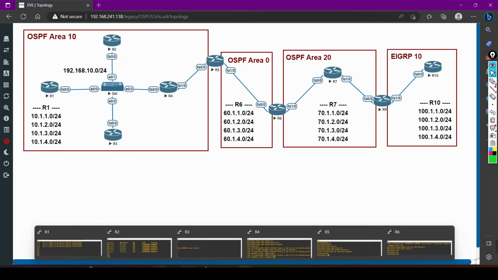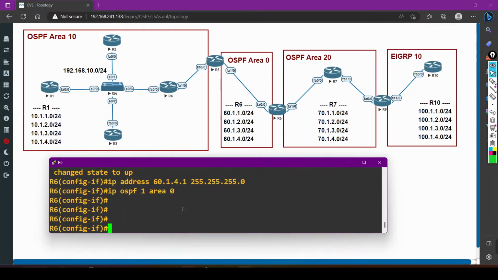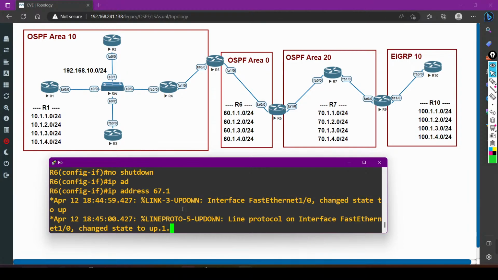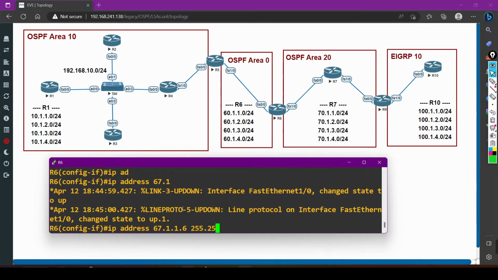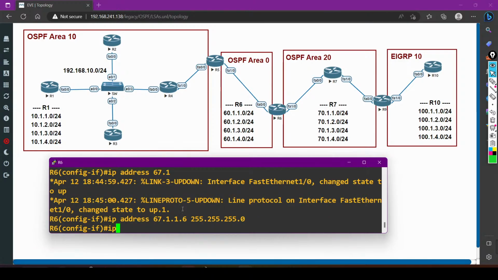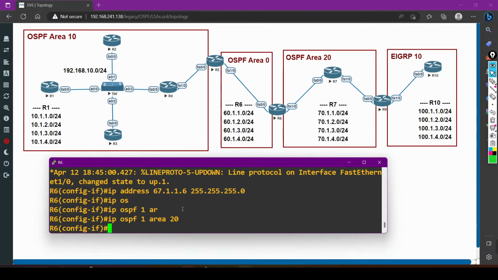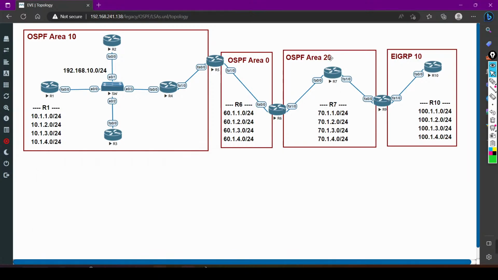So let me configure that. First of all, let me configure IP on router number 7, on which interface? Interface F1/0, no shut, and IP address. What IP address will I configure here? Let's say 67.1.1.6, 255.255.255.0, IP OSPF process 1 and area 20. So I have advertised this interface F1/0 in which area? In area 20. Now let me take access of router number 7.